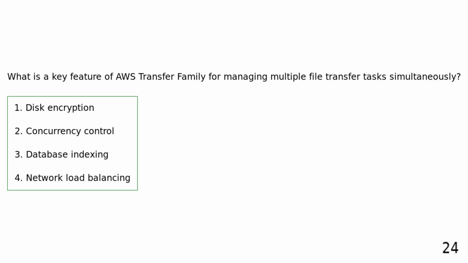What is a key feature of AWS Transfer Family for managing multiple file transfer tasks simultaneously? Disk encryption. Concurrency control. Database indexing. Network load balancing. AWS Transfer Family offers concurrency control as a key feature to manage multiple file transfer tasks simultaneously and efficiently.